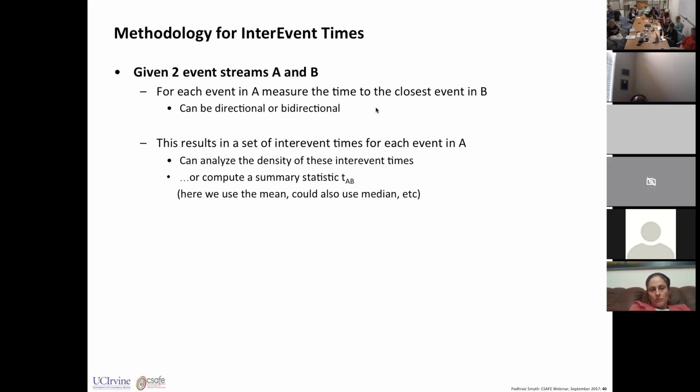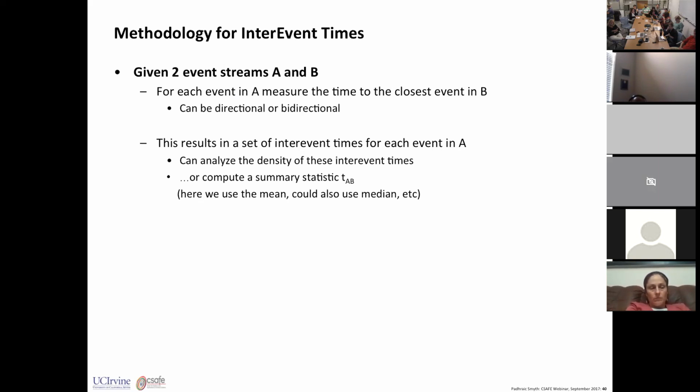So you get a set of inter-event times. For every single event in, say, one of your streams, you get how far away it is from the closest event in the other stream. And you can analyze the density of these inter-event times. So for example, if one stream is a login event, and the other stream is something you do pretty quickly after you log in, we're going to see a lot of very short inter-event times. If, on the other hand, one stream is a login event for one person, and the other is some event that a completely independent person is doing, we should expect much more variation, and much larger inter-event times. So we can look at the densities of these inter-event times.